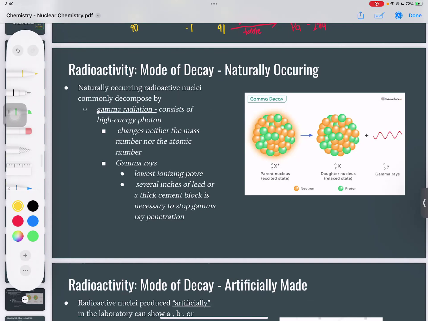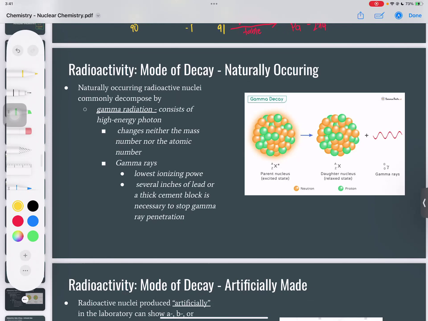Now, because it is small, it has the lowest ionizing power. But it needs several inches of lead or thick cement to block gamma ray penetration. Even if it is less ionizing, because it is so small, it can easily penetrate cell membranes. It needs inches of lead and cement. If you look at some information about Chernobyl, for example, they use this concept as well.